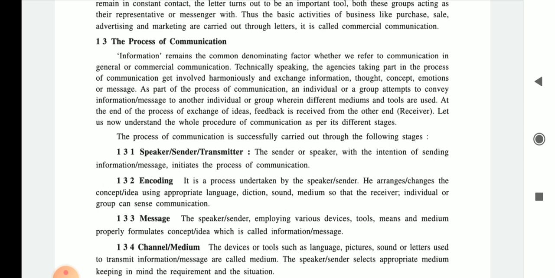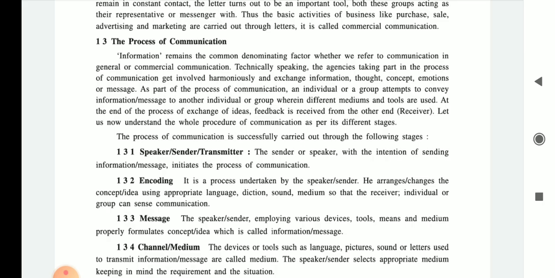Information remains the common denominator whether we refer to communication in general or commercial communication. Information is the most important part while you are doing business, as far as communication is concerned. So it is most important that you have sufficient data, that is, information.